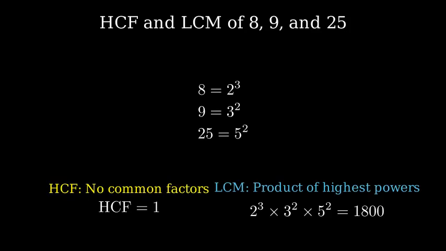For the lowest common multiple, we take all three highest powers. LCM equals 2 cubed times 3 squared times 5 squared. That is 8 times 9 times 25, which equals 1800.